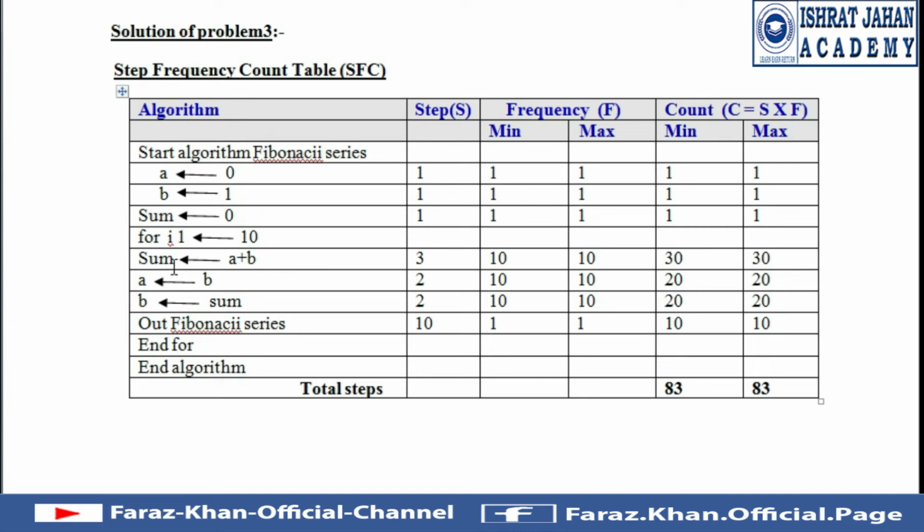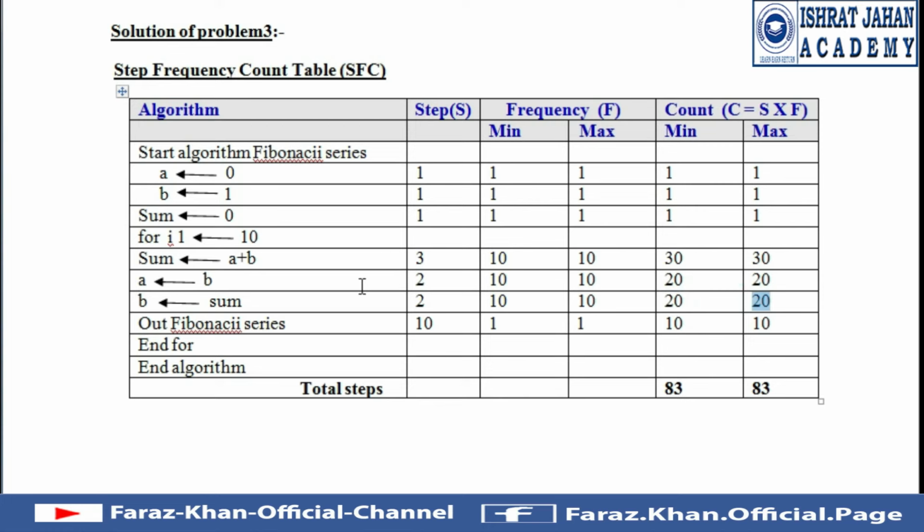So here B will be assigned in A. Two variables are used. This step will execute 10 times in minimum and 10 times in maximum. 2 multiplied by 10, 20. Again sum in B. So sum is the identifier number 1, B is the identifier number 2. 2 steps. It will be executed 10 times in minimum and 10 times in maximum. 2 multiplied by 10, 20.